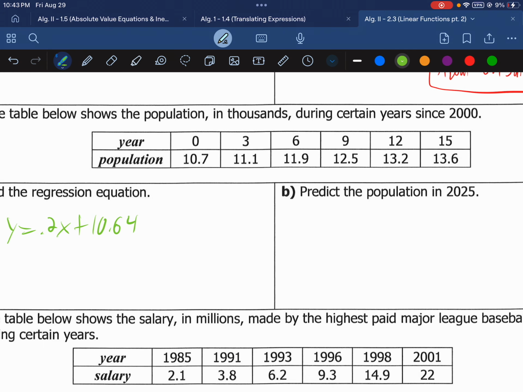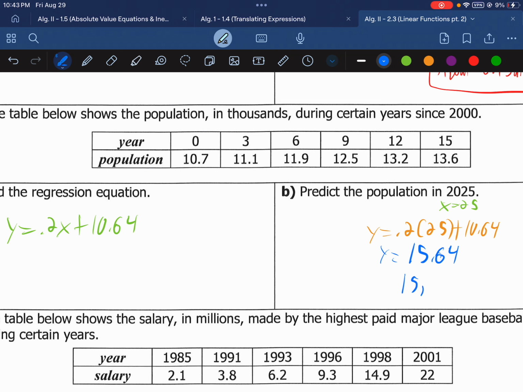Predicting the population of 2025, that'd be 25 years after 2000. So that'd be x is 25, for example. So that'd be y equals 0.2 times 25 plus 10.64. So we'd end up getting, after we do all of this math, 15.64. So the population would be approximately 15.64 thousand, or multiplying this number by 1,000, 15,640 people. Once again, 15,640 people approximately.